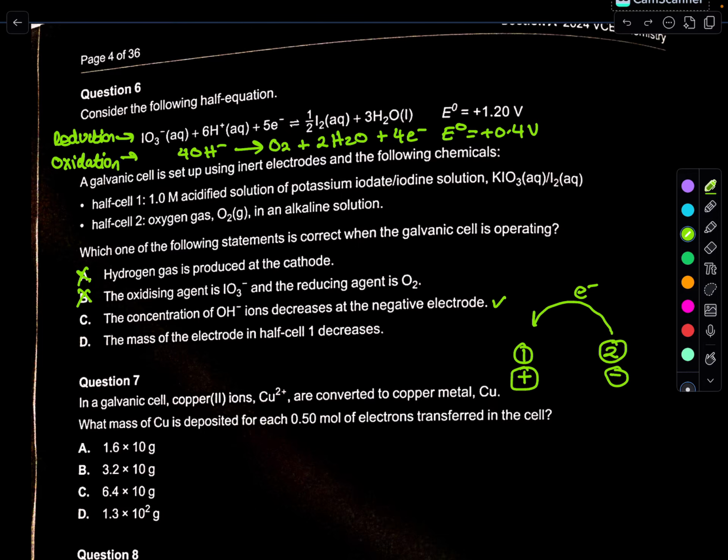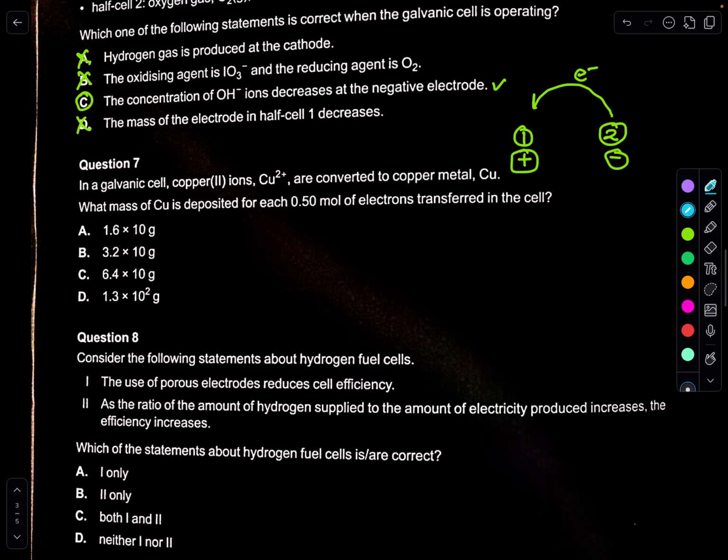So the mass of electrode in half cell 1 decreases. No, it increases. That's also wrong. So it's actually C. So 6C. Not too bad. 7. Let's have a look at this.